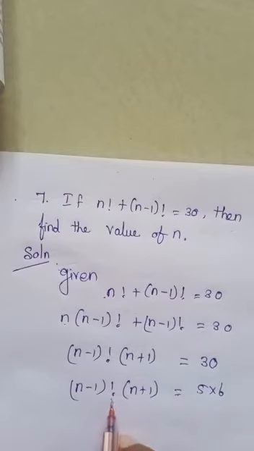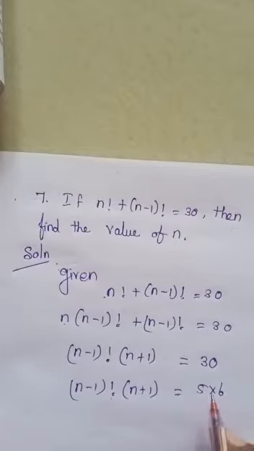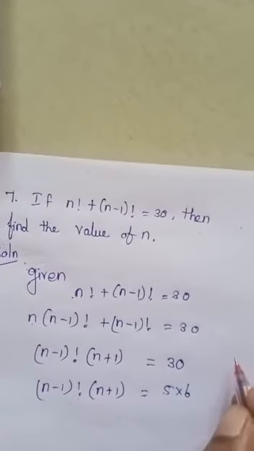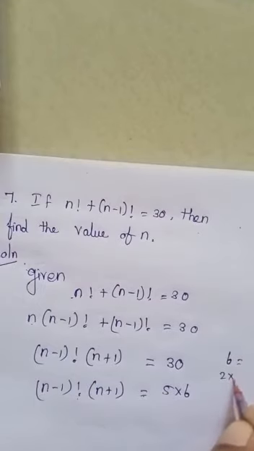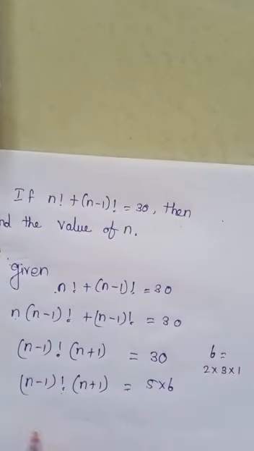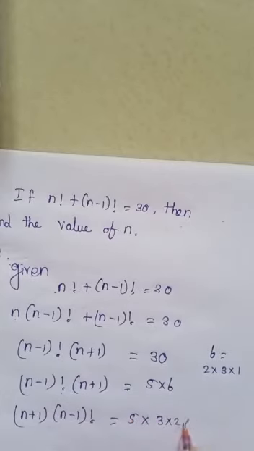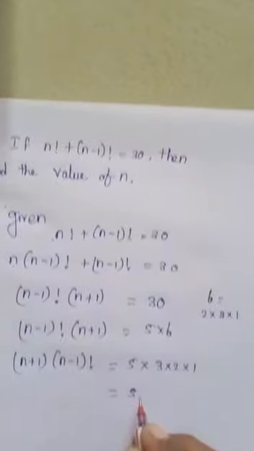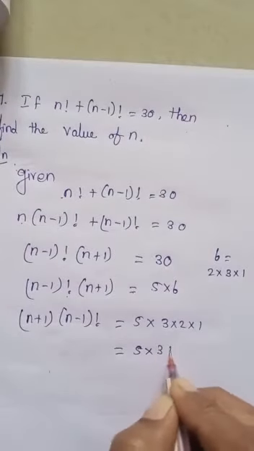In this, factorial means what should be there? Some number, it should end with 2 into 1, isn't it? We have to write it. But 5, 1 into 5, only 5. But 6 we can separate. 6 is equal to 2 into 3, isn't it? So even if you want, 3 into 2 into 1, we can write it. So 6 is 3 factorial. So as per that, n plus 1 into n minus 1 factorial is equal to 5 into 6, I am writing 3 into 2 into 1, or 5 into 3 factorial.